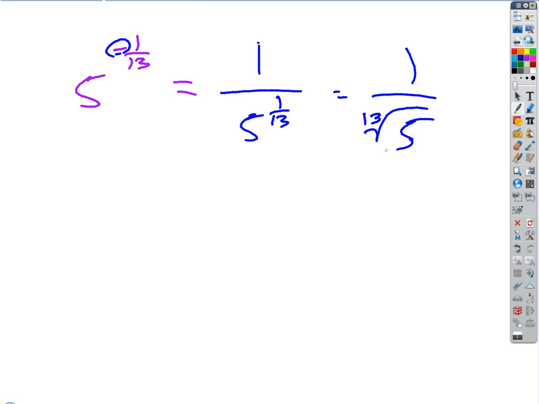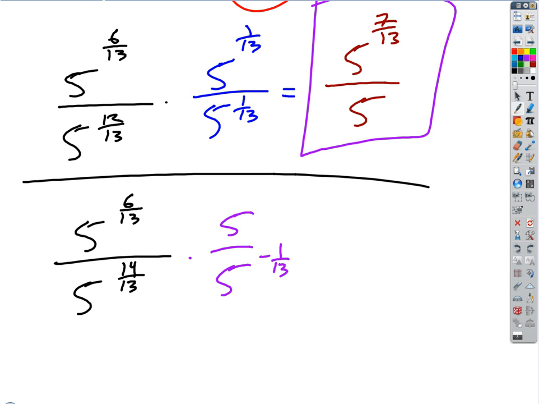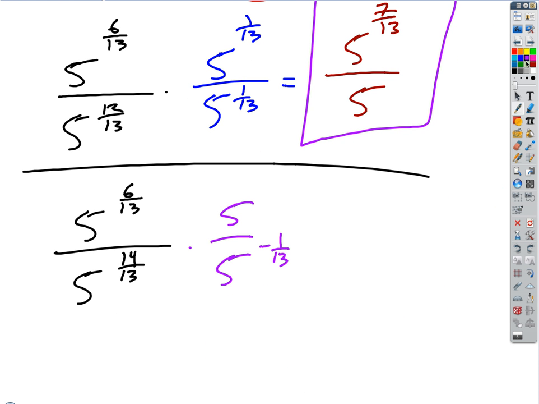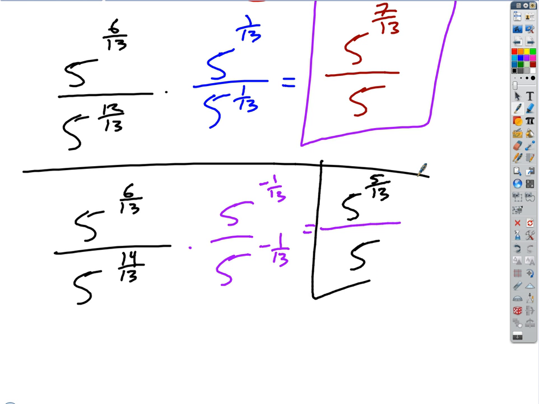Okay. Now what do we get when we use this trick? On the bottom we get our 5 to the 13/13. What do we get on the top? 5 to the 5/13, because we're adding, right? If we multiply like bases, we add the exponents. So 5 to the 5/13. Yeah, that is our answer. Ugly.